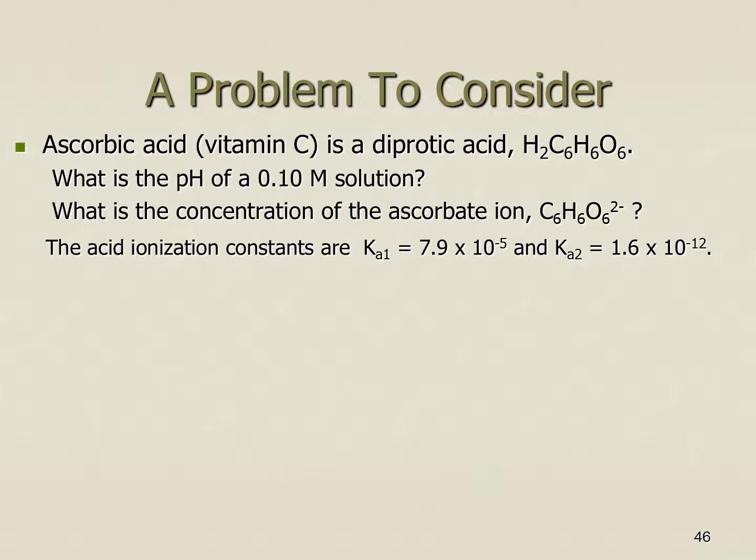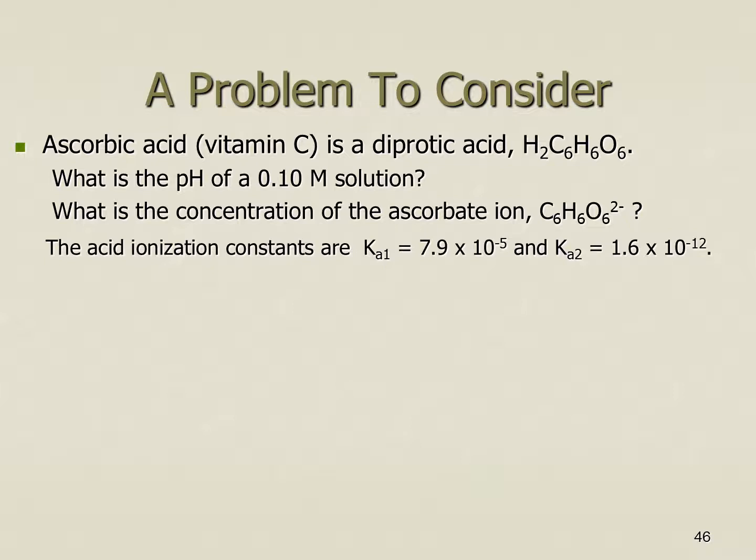All right, so let's look at this example. Ascorbic acid, vitamin C, is a diprotic acid, H2C6H6O6. The question is, what is the pH of a 0.1 molar solution? And then the second question is, what is the concentration of the ascorbate ion, C6H6O6 2-? So we kind of need to know what is the concentration of that after both H+ have been lost. So we're going to consider each of those questions.